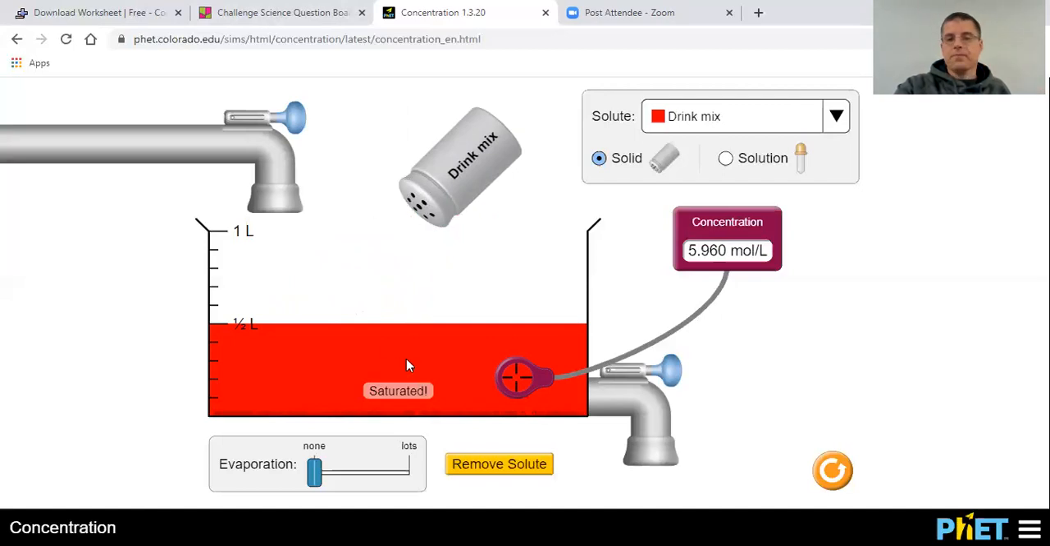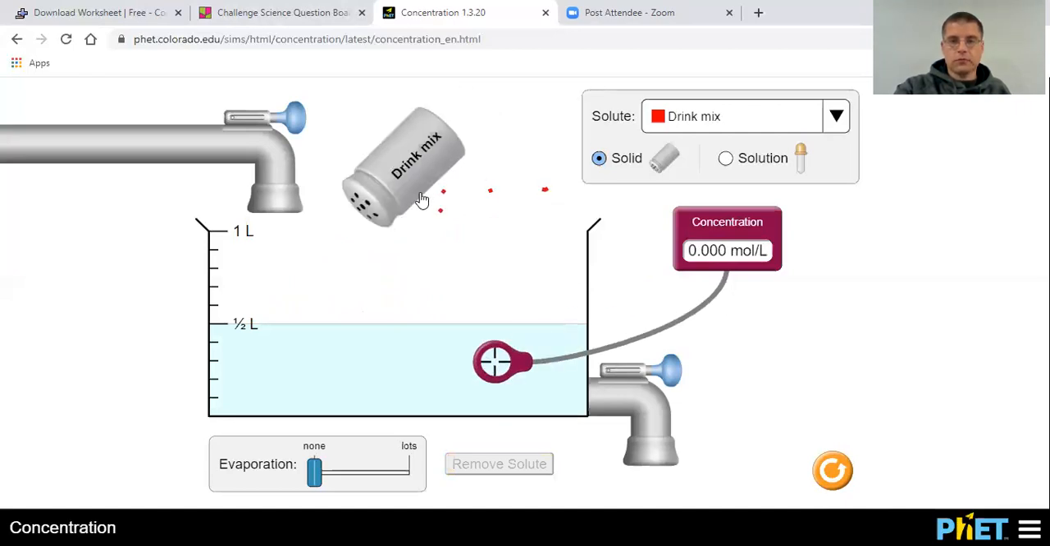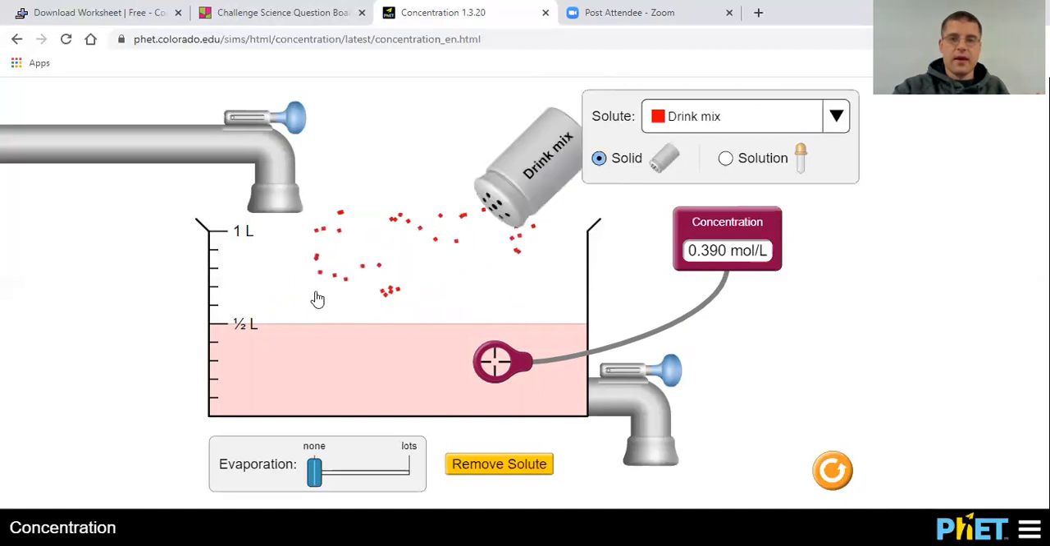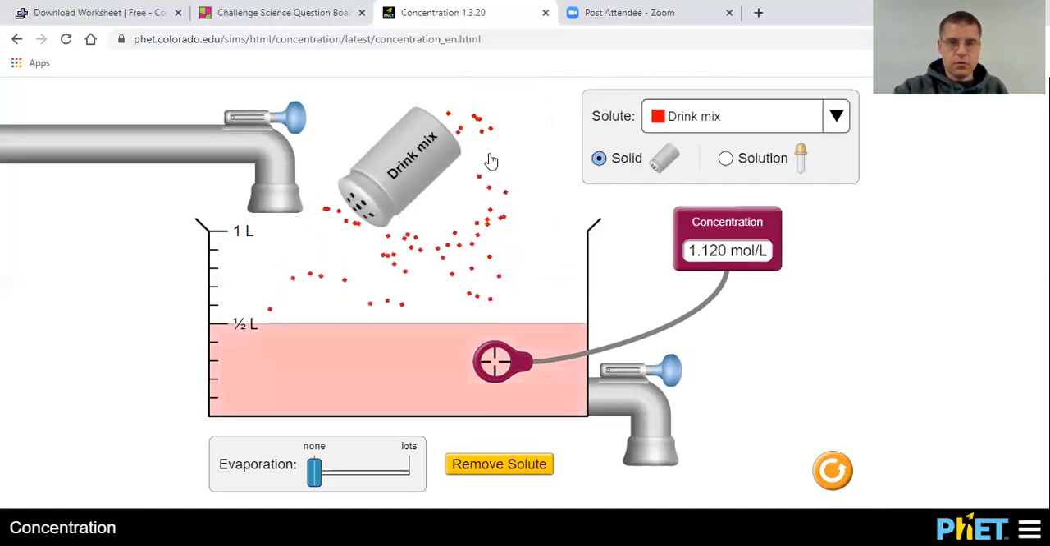So again, reset it. Right now I've got unsaturated, and you see that going up. Why? Because the dissolved solute goes up, and this stays the same. Keep adding, and all that kind of stuff there.